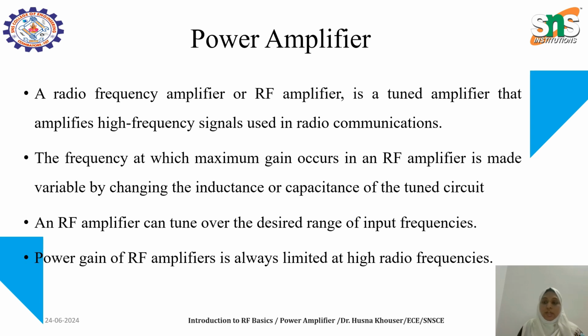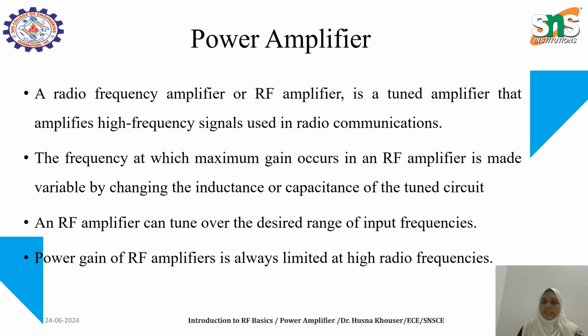In the transmitter block, after the oscillator, a signal may get attenuated due to the external environment. So this RF power amplifier will improve the input signal so that the receiver can detect the signal. Here, the frequency at which the maximum gain occurs in the RF amplifier is made variable by changing the inductance or capacitance of the tuned device. So an RF amplifier can tune over the desired range of input frequencies. The power gain of an RF amplifier is always limited at high frequency.